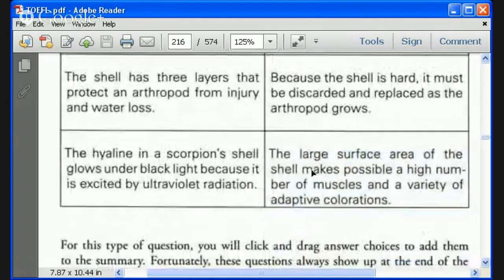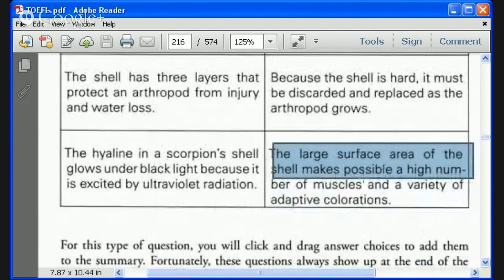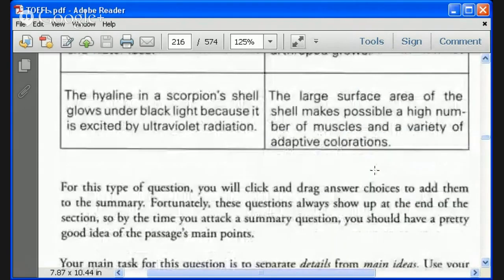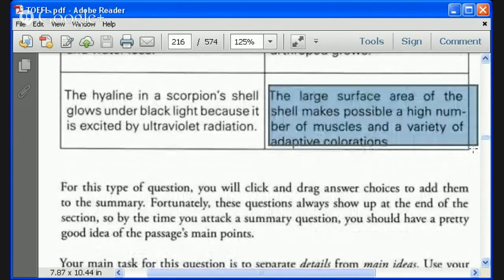Maybe. Now I have to rethink what I just told Michael, because it makes possible, okay, because the shell is hard. Now I'm questioning what I just told Michael. There seems to be a lot of information about the characteristics of a shell here, though.